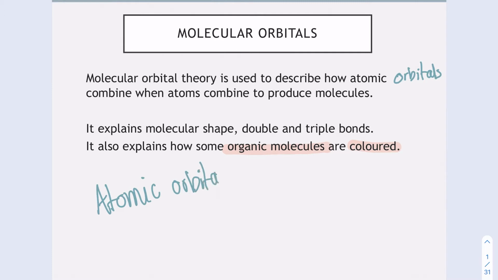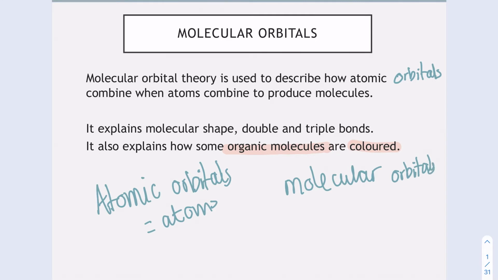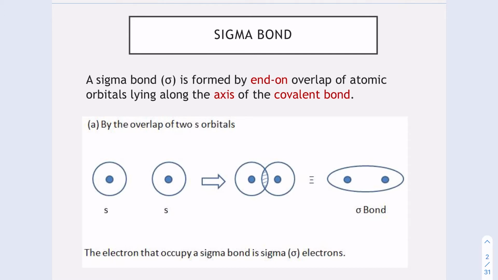So basically, an atomic orbital is to do with atoms. And then a molecular orbital is to do with electrons within a molecule. So molecular orbitals can be used to explain different types of bonds. We're going to start with this one here called a sigma bond.